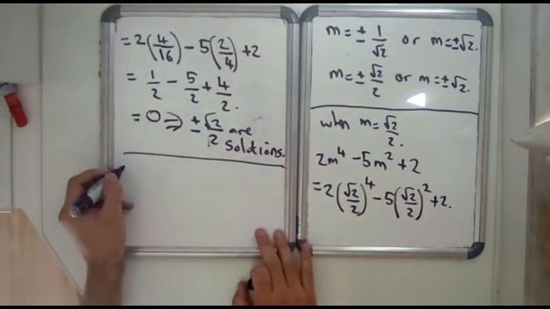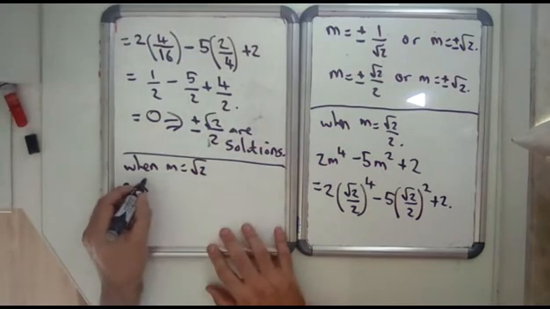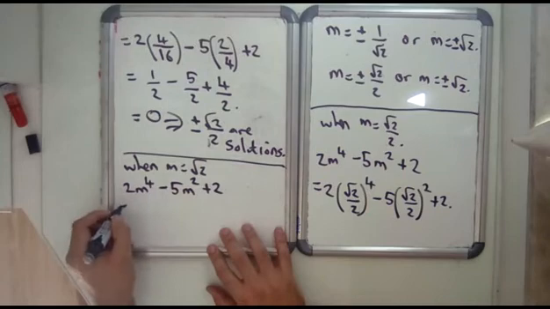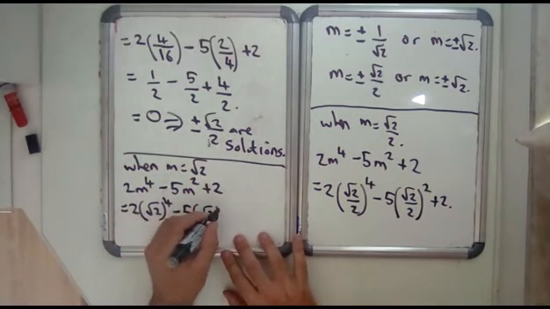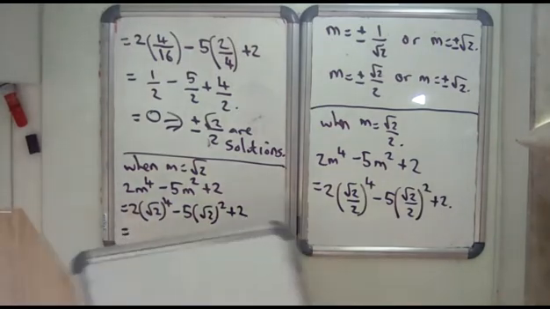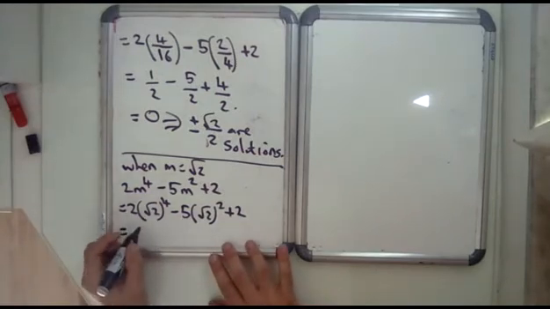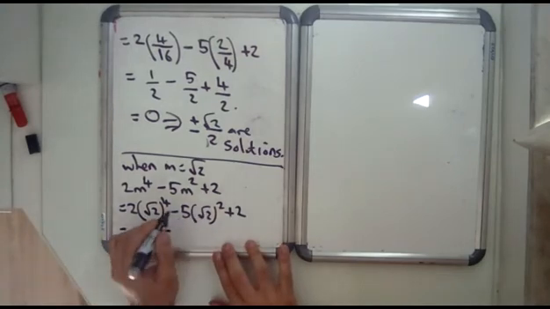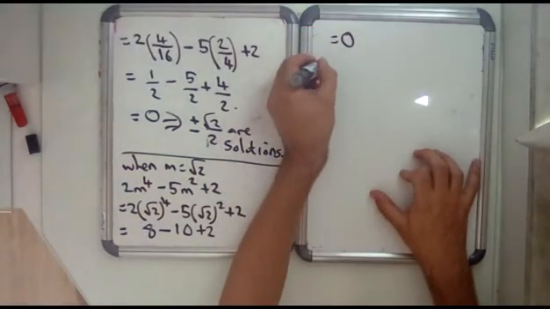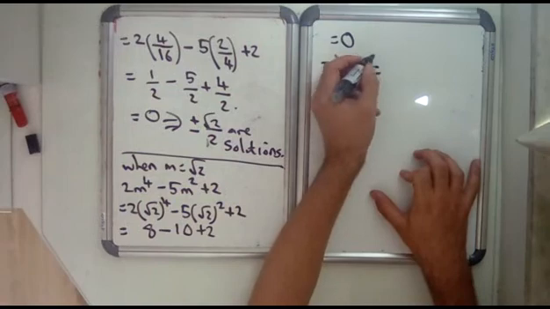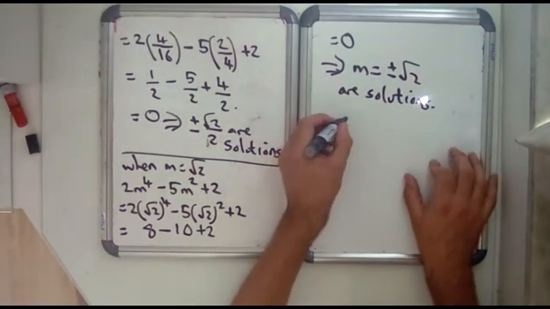Okay, so the next one, when M equals root 2, should be easier. When M equals root 2, 2M to the power 4 minus 5M squared plus 2 equals 2 times root 2 to the power 4, which we've already established was 4, minus 5 times root 2 squared, plus 2. Root 2 times root 2 times root 2 times root 2 is 2 times 2, which is 4. 4 times 2 is 8. Root 2 times root 2 is 2, times the 5 is minus 10, plus 2. So that is 8 minus 8, which equals 0. So that is showing us that M equals plus or minus root 2 are solutions. So solutions are confirmed.